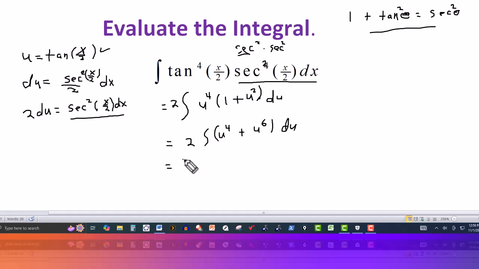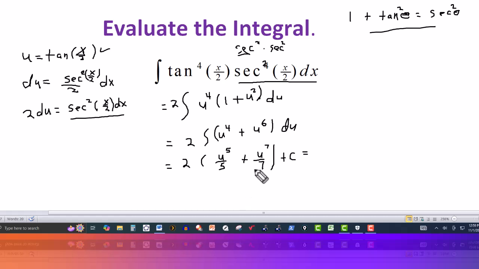So this will equal 2 times, and integrate then. Add 1 to the 4, I get u to the fifth, and then divide by 5. Same thing with the next one: add a 1 to the 6, I get u to the 7th, and then divide by 7. And then it's plus the constant of integration.